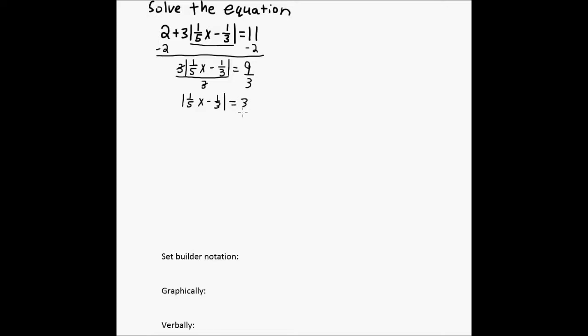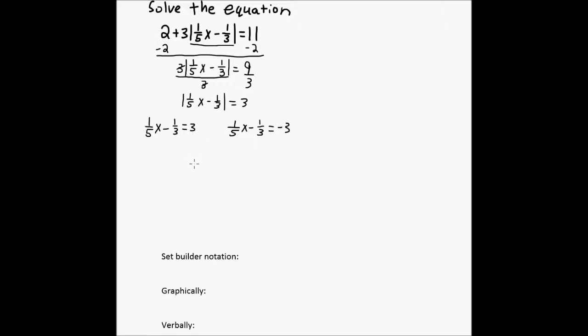Now that the absolute value is isolated, I can split this up into two different equations to find the two solutions to this absolute value equation. Notice this is not a negative number, so since this is a positive number, I'll expect to have two solutions. So I have 1/5 x minus 1/3 equals 3, and the other equation will be 1/5 x minus 1/3 equals -3.